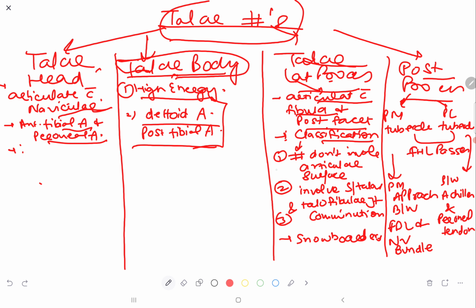Classification is type 1, 2 and 3. Type 1 fractures don't involve the articular surface. Type 2 involves the subtalar or talofibular joint. Type 3 is comminuted. It occurs in snowboarders.